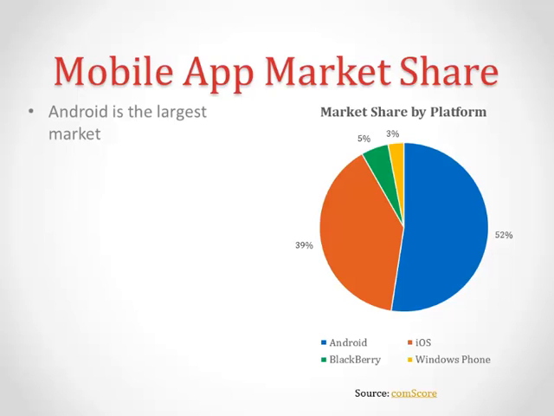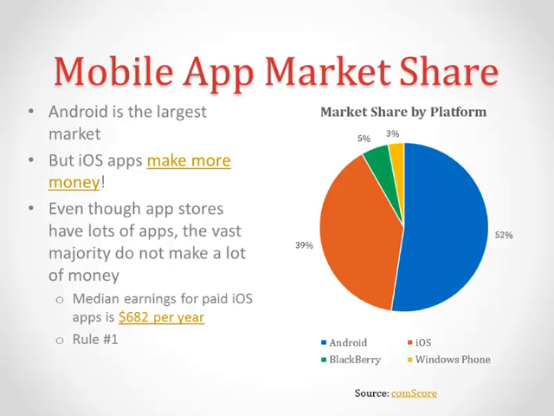That's no surprise there. We already established Android's bigger, but iOS apps make more money. And if you follow that link there, you will see that iOS developers get more money by far on average than Android developers. Now here's another thing you really need to keep in mind with app stores. Even though the App Store has a lot of apps on it, the vast majority do not make that much money. The median earnings for paid iOS apps as of 2011 was $682 a year. Median is the middle. That means that 50% of all the apps on the App Store make less than $682 a year, and the ones above that make more.